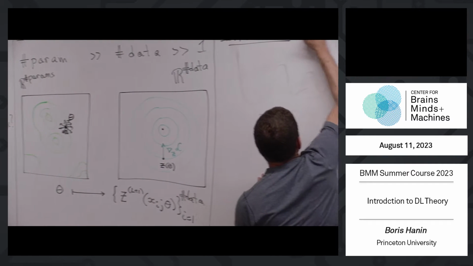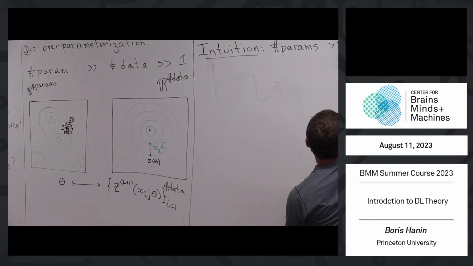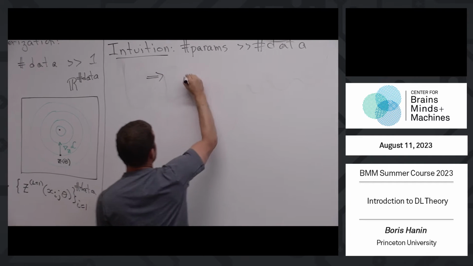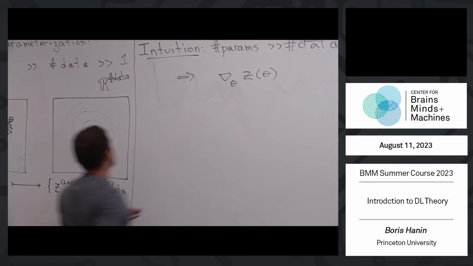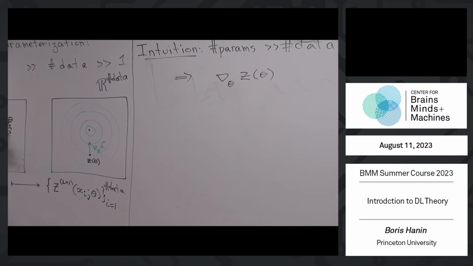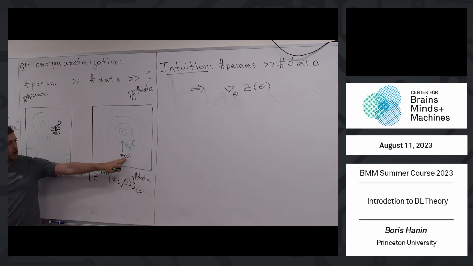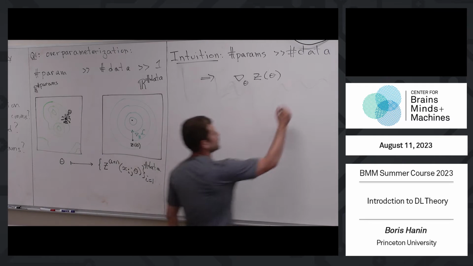So when the number of parameters is much bigger than the number of data points, what you should expect is that the Jacobian of this map, so the Jacobian of the network output as a function of theta. So again, you fix theta and you ask, what's the derivative with respect to theta of all the outputs of your network evaluated on your training data points? This should have full rank.